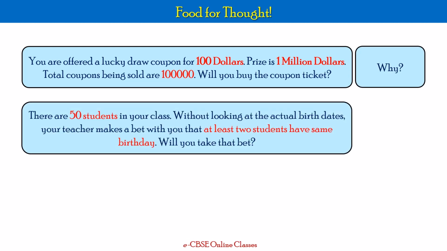Second scenario given is there are 50 students in your class. Without even looking at the actual date of birth, your teacher makes a bet with you that at least 2 students will have the same birthday. Will you take that bet and why?